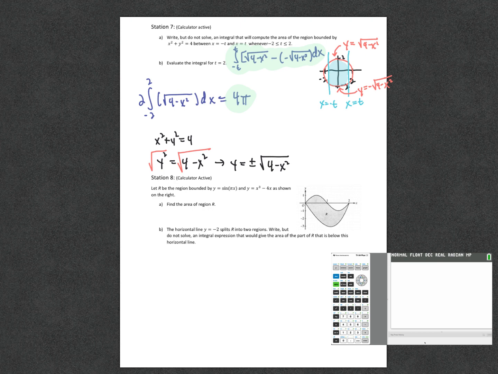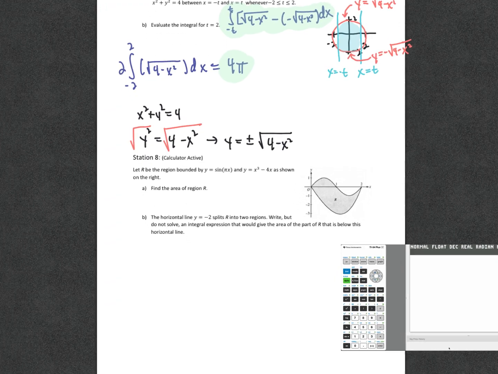And then if we do top minus bottom in our integral, sine pi x minus the quantity x cubed minus 4x, we can integrate each of these functions. Okay, so that'll be the perfect thing to do. Here, I'm going to blow this up.